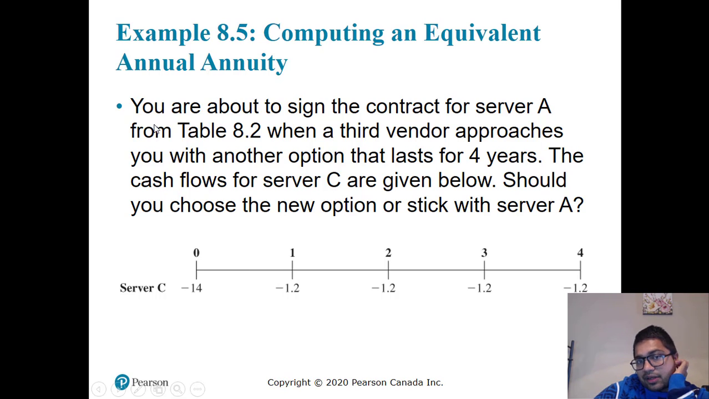So they have given one more example. You are about to sign the contract for server A from table 8.2. So this is the table, where you're spending minus 14, so it's a spending problem. In each of these cases that we are going to discuss, you're going to spend some money and you're going to spend something on maintenance. So you want a project where the spending is the lowest. Okay.